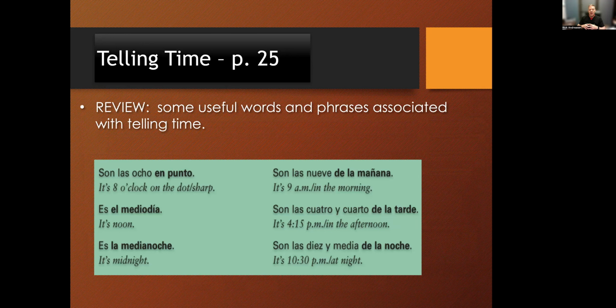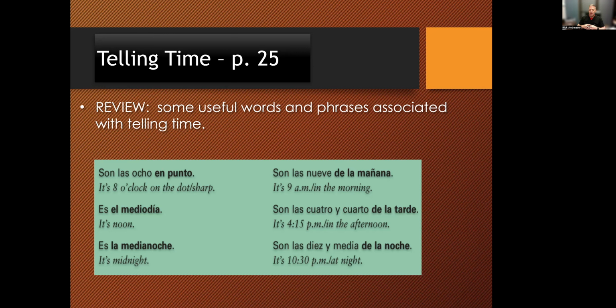Okay, so again, just to review, en punto is a way for saying on the dot. Clase repitan, son las 8 en punto. Okay, it's 8 o'clock on the dot. Es el mediodía. Clase repitan, es el mediodía. Okay, means it's noon. Es la medianoche. Clase repitan, es la medianoche. It's 9 a.m., 9 in the morning. Son las 9 de la mañana. Clase repitan, son las 9 de la mañana.